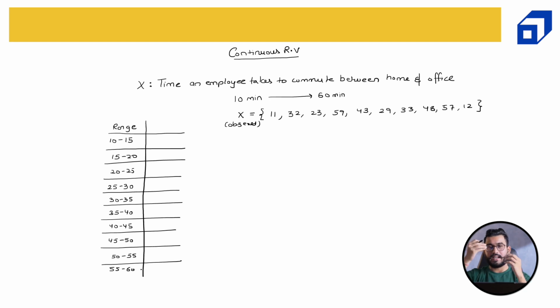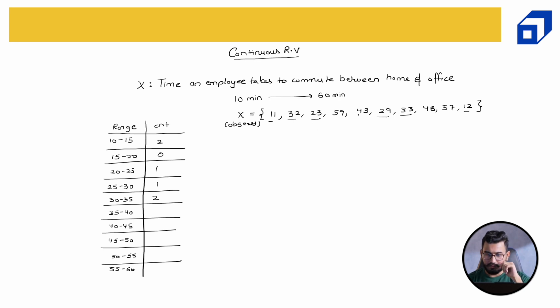And I will now just write down the number of times I observed a value in each range. So let's write the count. In between 10 to 15, I was having 11 and 12. So I write 2 over here. Between 15 to 20, I don't have a value, 0. 20 to 25, I'm having one value, so I'll write 1 over here. 25 to 30, I'm having one value, so I'll write 1 over here.